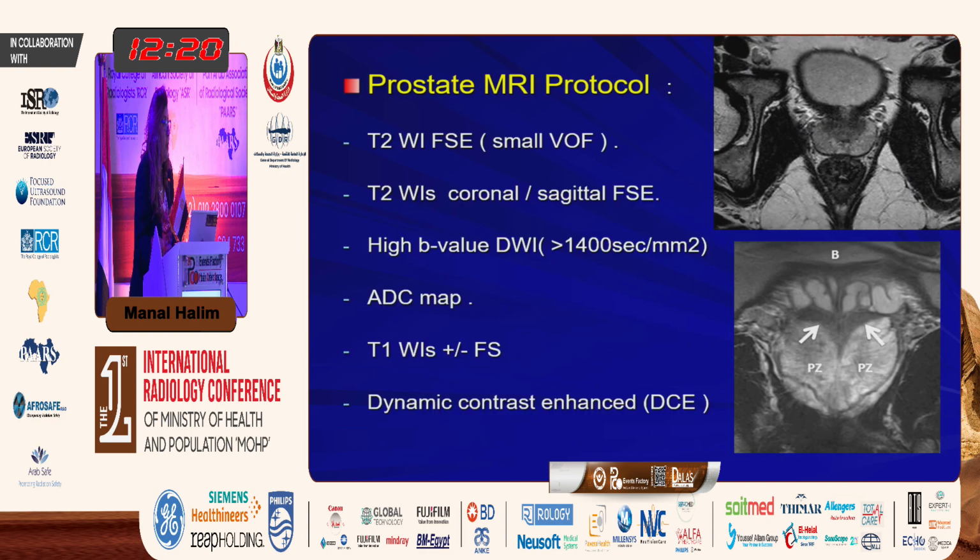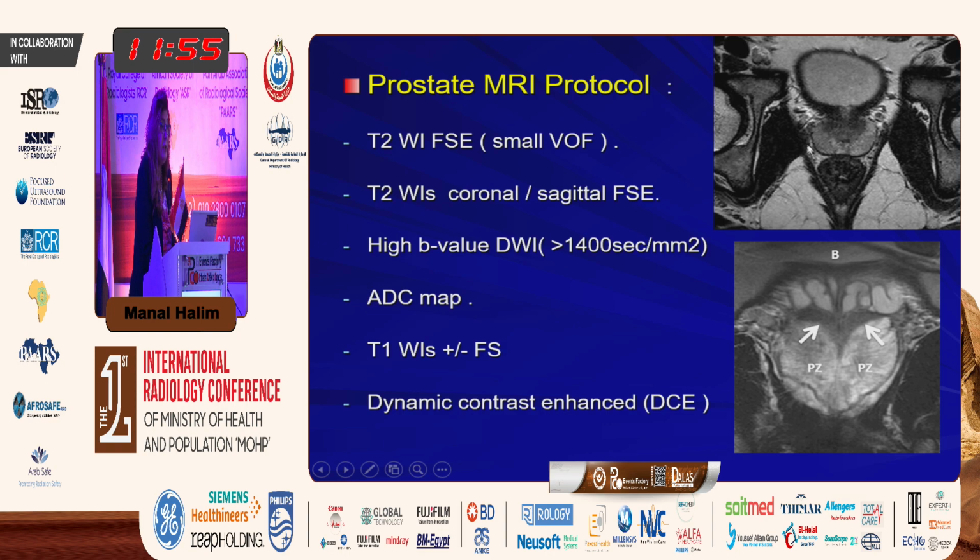I want to start with the MRI protocol. The protocol is simple. We start first with axial T2 weighted images, as we can see here, with a small field of view to cover the whole gland. This is the bladder, with high intensity urine, and this is the wall of the bladder, which is of low signal intensity. And the prostate is well seen here.